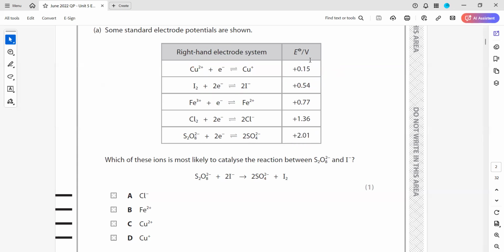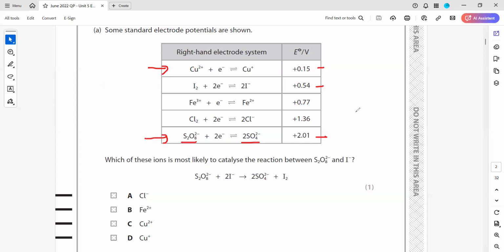Sir, what if copper 1 ion reacts with S2O8 at first? If you react with this one, same thing, same answer we will get. Like if you see these two.